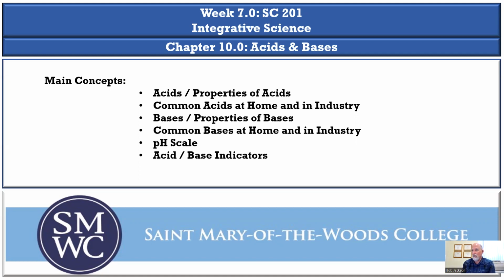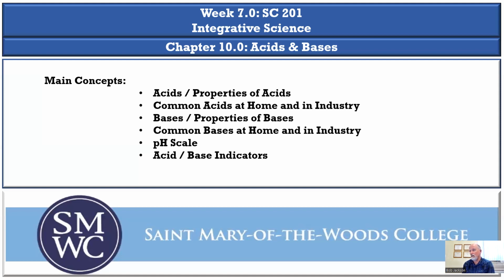Okay, so anyway, the main concepts that we're going to cover are properties of acids and what acids are, of course, and then properties of bases and what bases are. And we will talk about some common acids that you find at home and some common acids that are used in industry and other places, because they are used all over the place. Some acids are actually really dangerous. Others aren't so bad. And the same thing with bases. We'll talk about some bases that are commonly used at home and some bases that are used in industry.